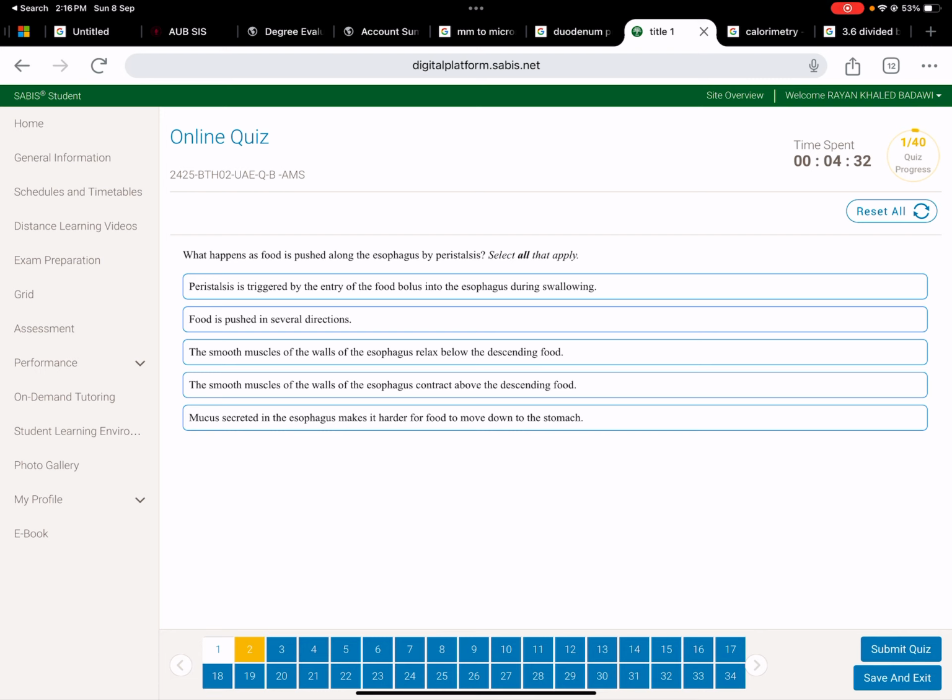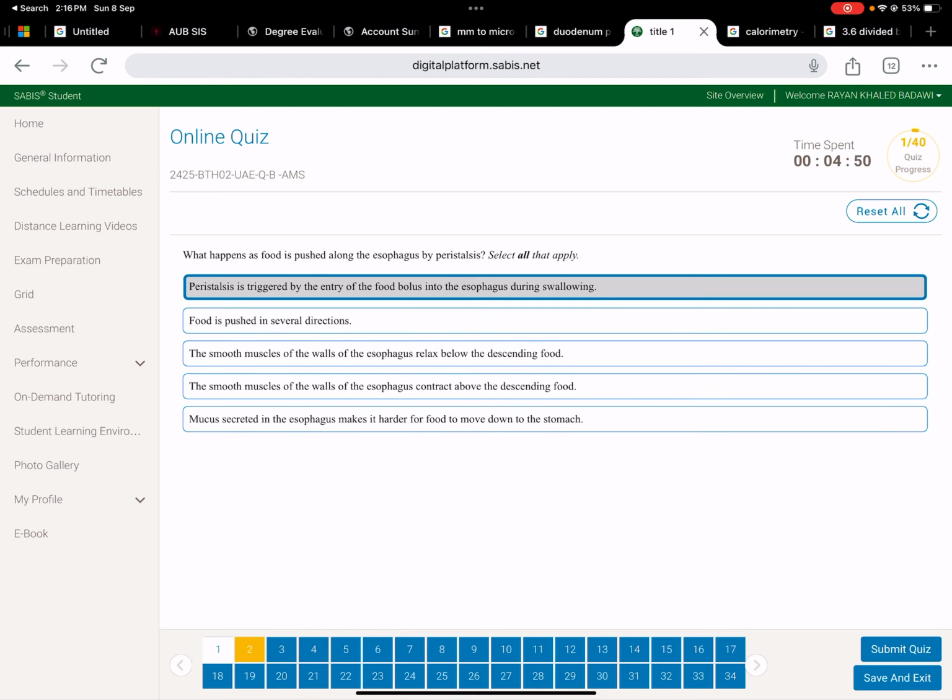What happens as food is pushed along the esophagus by peristalsis? Remember, peristalsis is the repetitive contraction and relaxation of the smooth muscles in the wall of the esophagus that ease the movement of the food from the esophagus to the stomach. So it is usually triggered by the entry of the food bolus into the esophagus during swallowing. It's pushed in several directions. Of course not. Food is pushed in one direction.